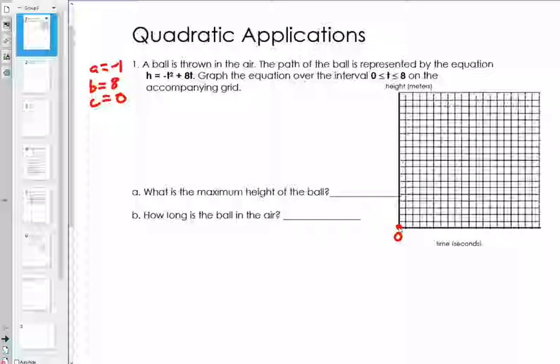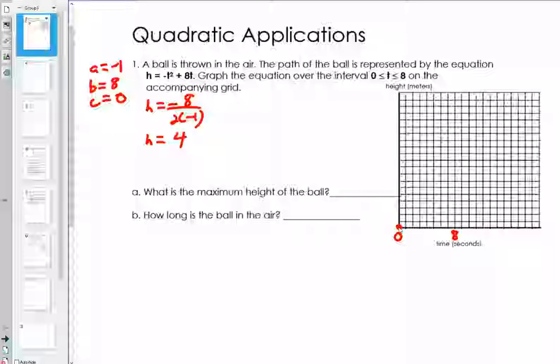0, 1, 2, 3, 4, 5, 6, 7, 8. Right here. And then we'll figure out what to count by going up. So h is going to be negative, b was negative 8 over 2 times negative 1. It's going to be at 4.